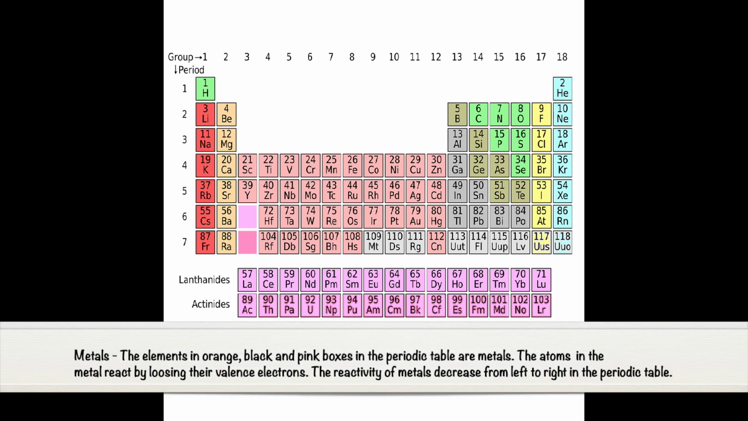Metals. The elements in orange, black and pink boxes in the periodic table are metals. The atoms in the metal react by losing their valence electrons. The reactivity of metals decreases from left to right in the periodic table.